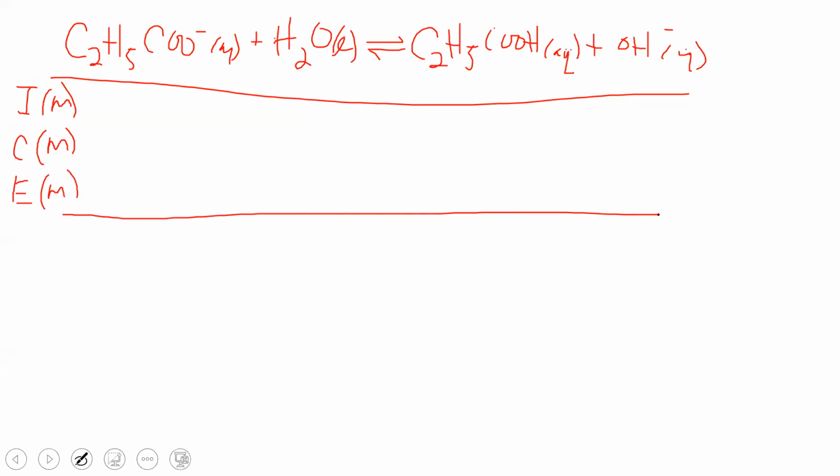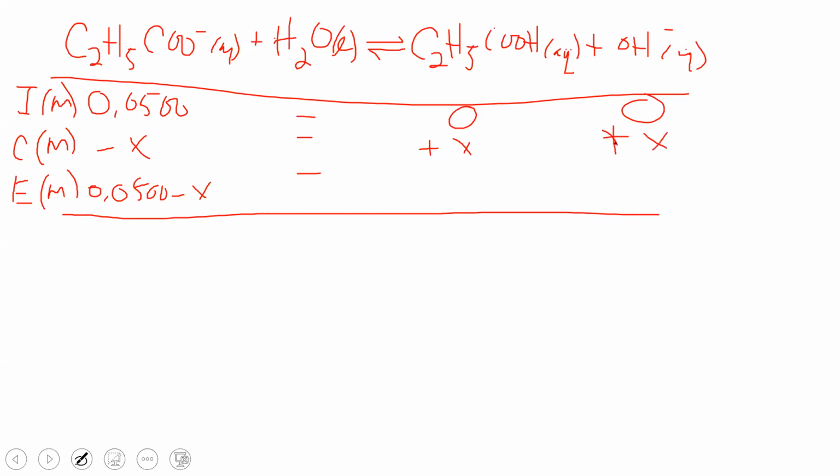Okay, and we can fill in our icebox much the same way. 0.05 molar was our initial concentration, minus X, so at equilibrium we've got 0.0500 minus X. We start out with none of that. We're going to make the assumption that the concentration of hydroxide from the autoionization of water is small, and so we're going to leave that as a 0. So we're going to get plus X and plus X. Okay, so we have X and X.